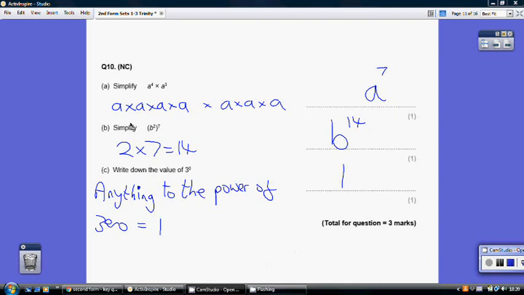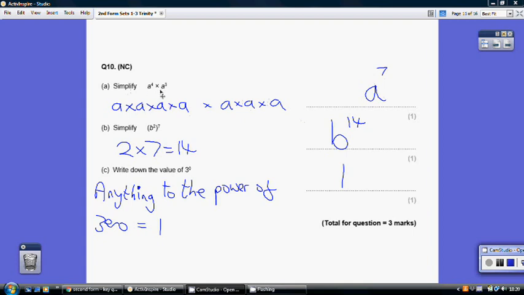Question 10, part A. So what is a to the power of 4 times a cubed? Now remember that a to the power of 4 just means a times a times a times a, and a cubed just means a times a times a. So altogether we've got a times a times a times a times a times a times a. 7 a's there, so that's a to the power of 7.